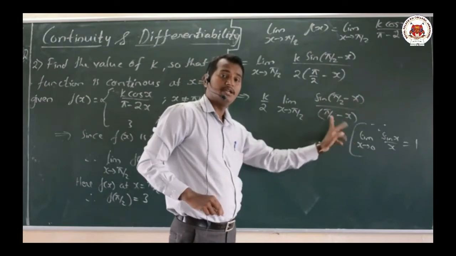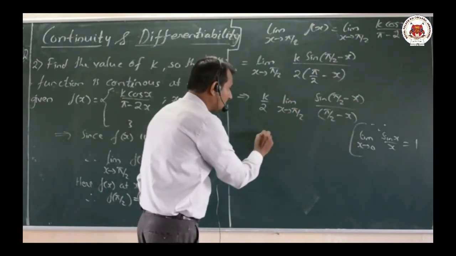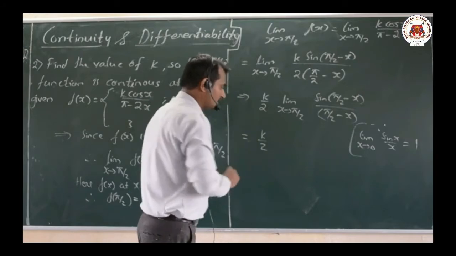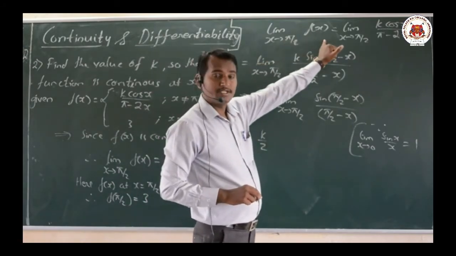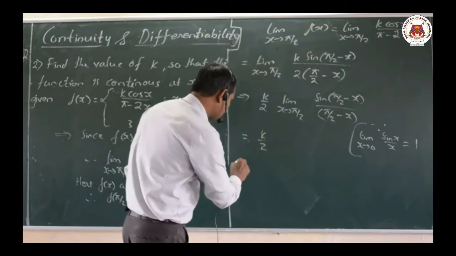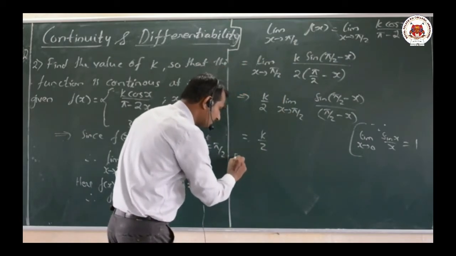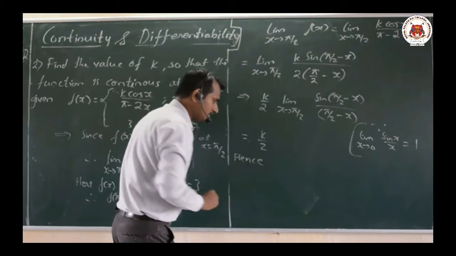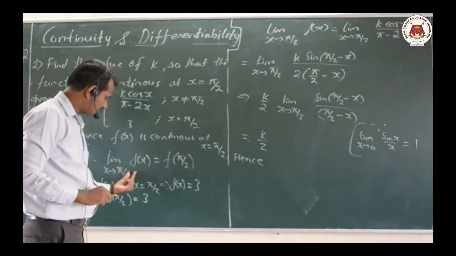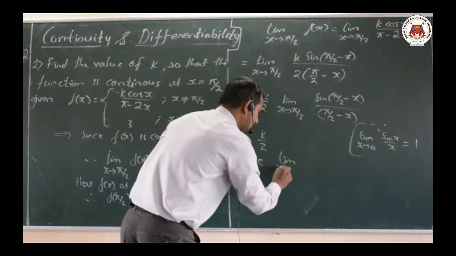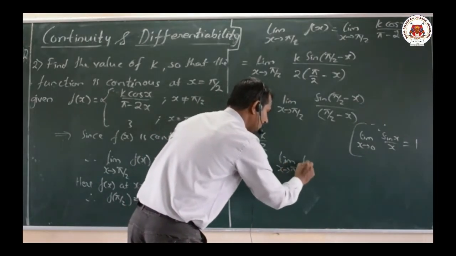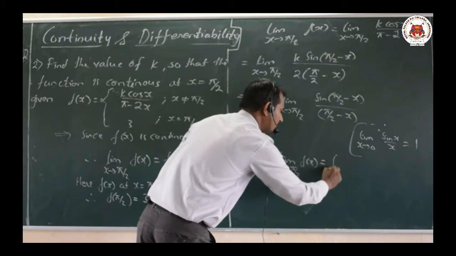Both the variables are the same here, therefore what we get is k by 2. That is, limit as x tends to pi by 2, f of x will be k by 2. Now the last conclusion: limit as x tends to pi by 2, f of x equal to f of pi by 2.